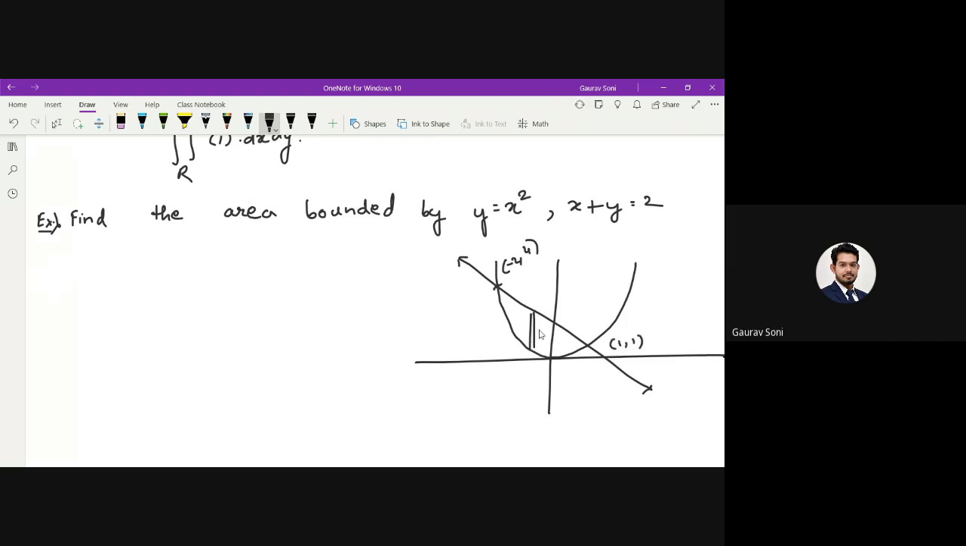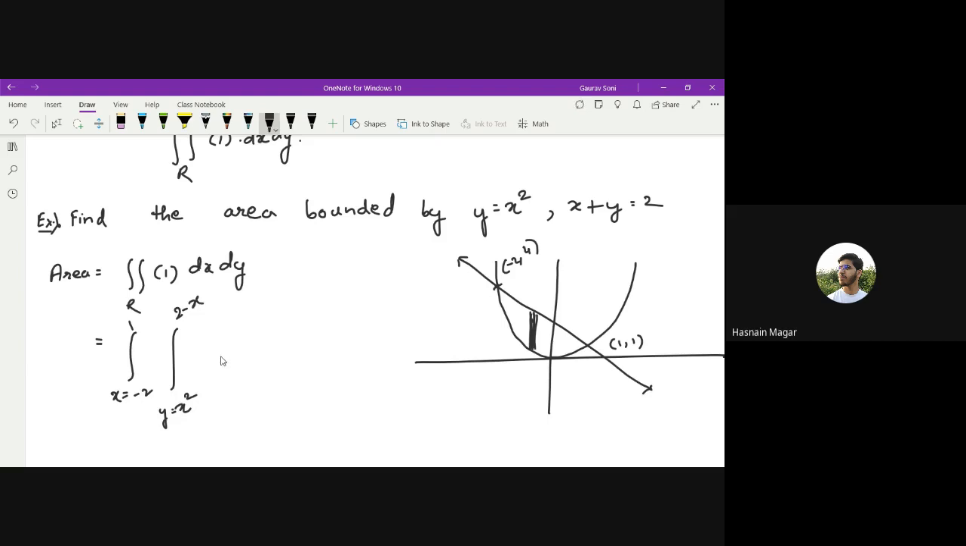If I want to find this area, what we will do is area is equal to double integral over the region R, integrand is 1 dx dy. This is nothing but the area. Give the limits accordingly. If we take the vertical strip, x is running from -2 to 1. y is running from x square to 2 minus x. dy dx.